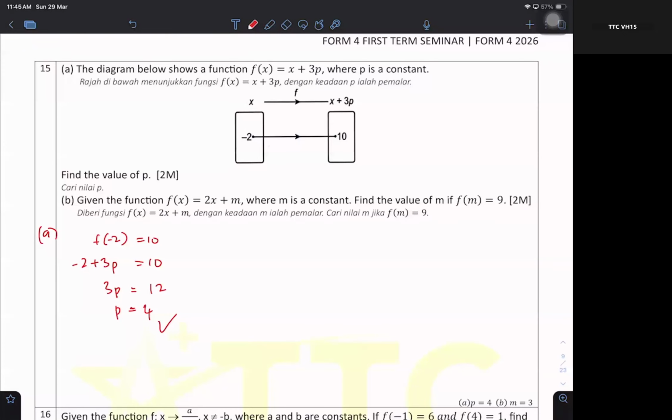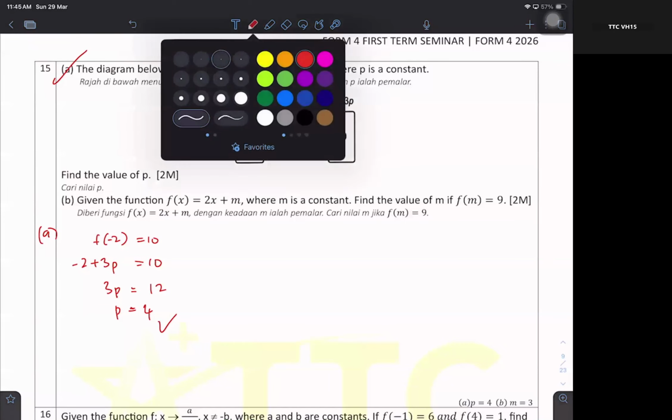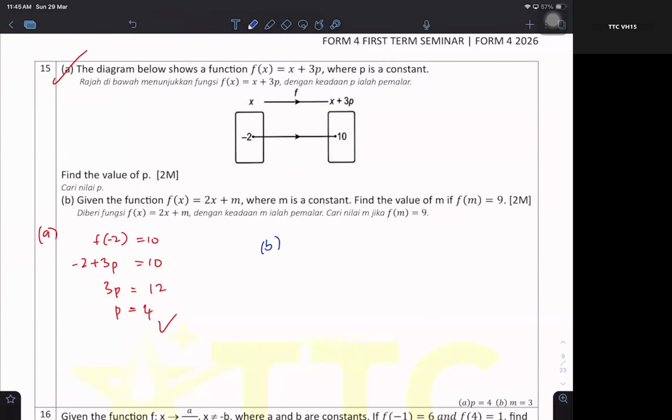That's for question A. Okay, next, question B, I use another color. Now I tell you what, question B has nothing to do with question A. This question B is a totally different question. Given f(x) equals 2x plus m, find the value of m if f(m) equals 9. So you see, I copy the question, f(m) equals 9.